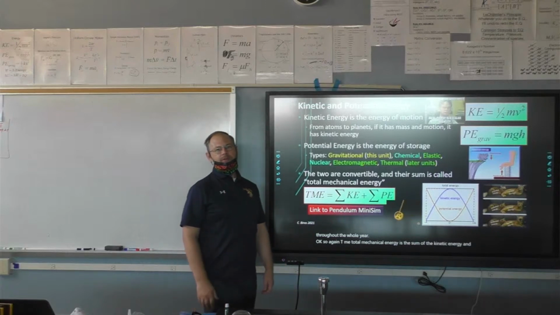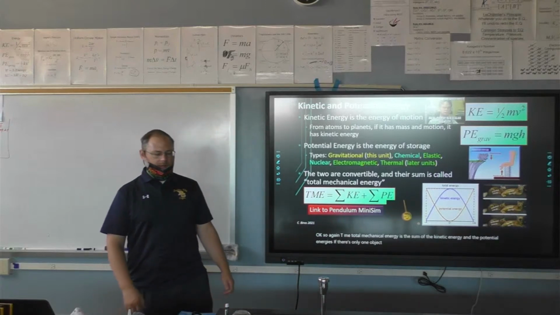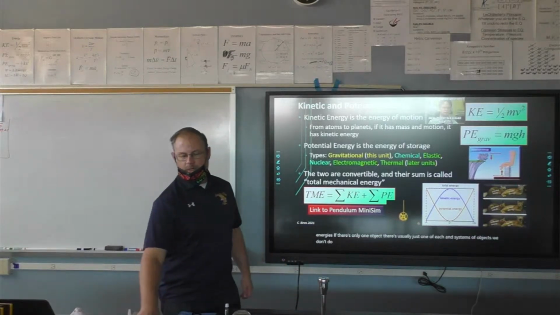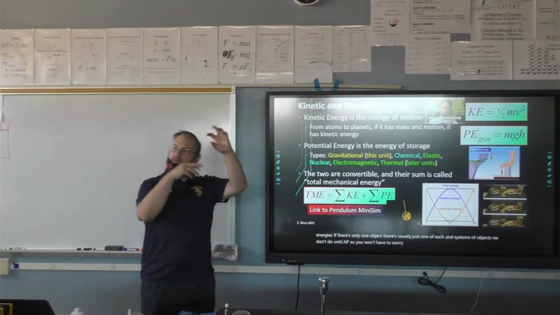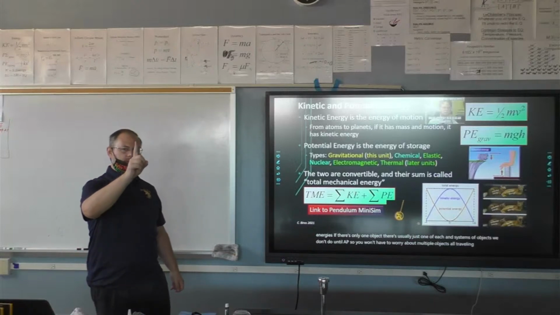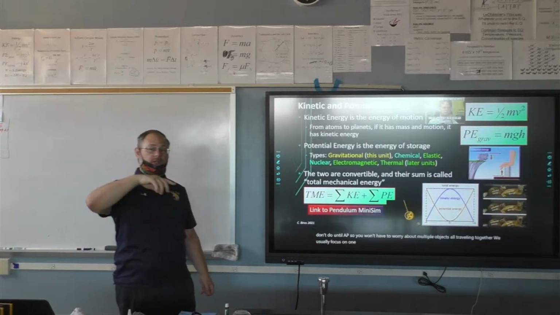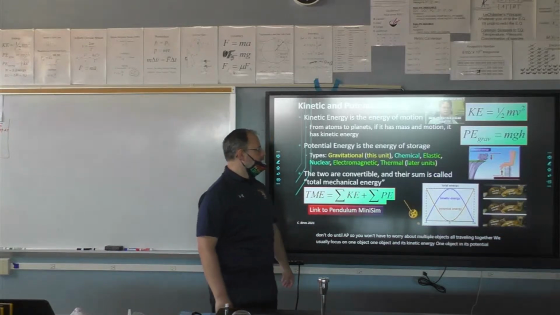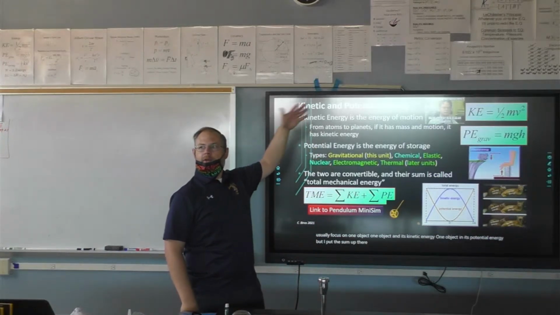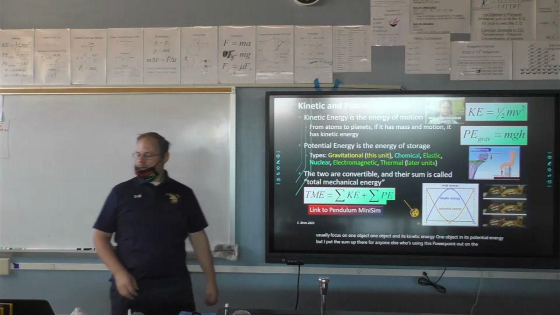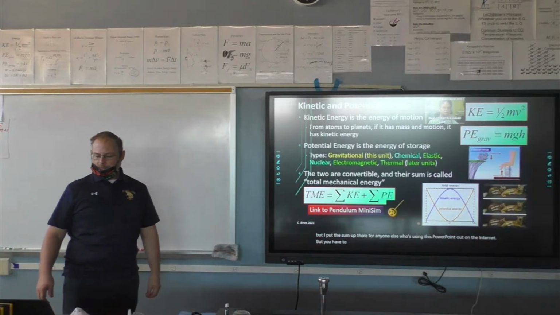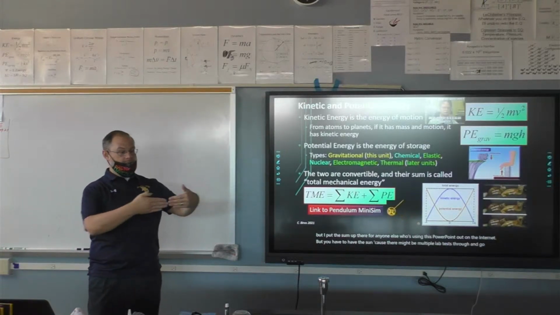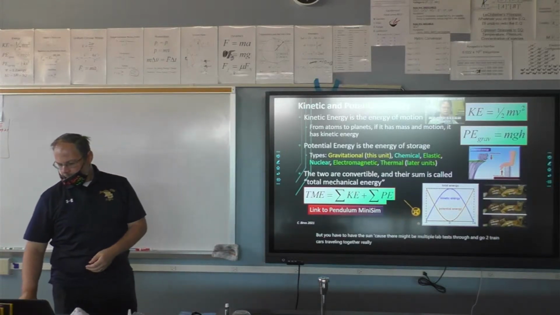If there's only one object, there's usually just one of each. And systems of objects, we don't do until AP. So you won't have to worry about multiple objects all traveling together. We usually focus on one object: one object and its kinetic energy, one object and its potential energy. But I put the sum up there for anyone else who's using this PowerPoint out on the internet. You have to have the sum because there might be multiple objects. That's true. You have two train cars traveling together, they connect, all that stuff. But we're not going to worry about that.